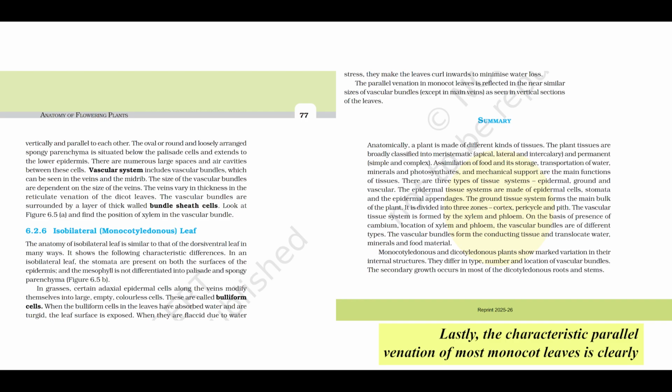Lastly, the characteristic parallel venation of most monocot leaves is clearly reflected in their internal anatomy as well. When you observe a vertical section, you'll generally see that the vascular bundles, the veins, are of nearly similar sizes throughout the leaf section. This reflects the uniform nature of parallel veins, unlike the varying thicknesses of veins you see corresponding to the reticulate venation pattern in dicot leaves.